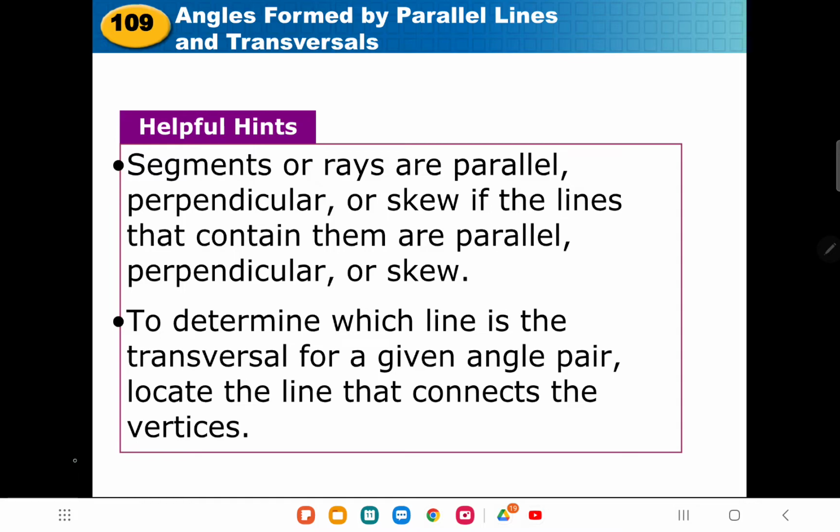Some helpful hints. Segments or rays are parallel, perpendicular, or skew if the lines that contain them are parallel, perpendicular, or skew. And to determine which line is a transversal for a given angle pair, locate the line that connects the vertices of all angles shown in the diagram.